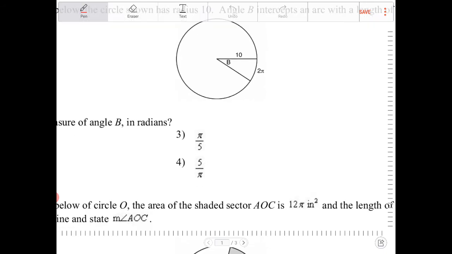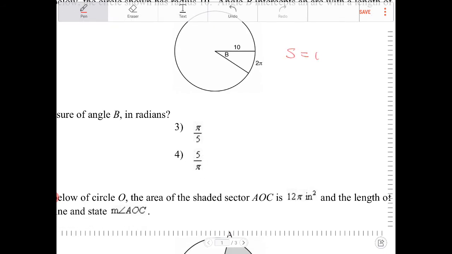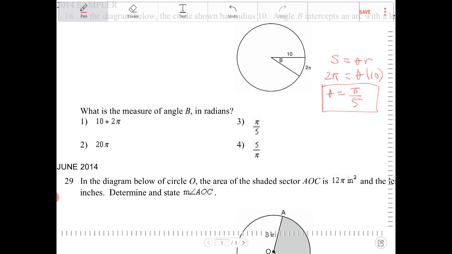So this is straight up, do you remember this formula? The arc length is equal to theta r, where theta is in radians. So right now, you have 2 pi as the arc length, theta, which we don't know, and r is 10. All you've got to do is divide both sides by 10, and theta will end up being pi over 5. This is the angle measure in radians.